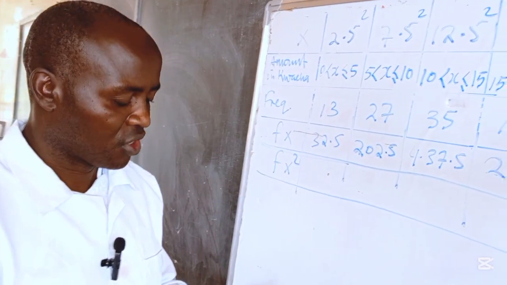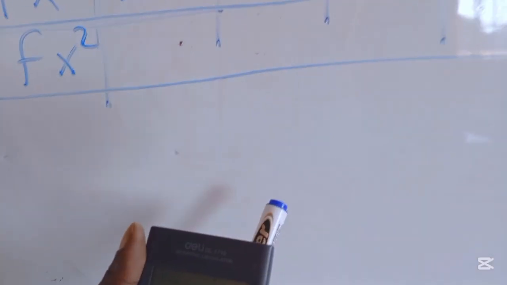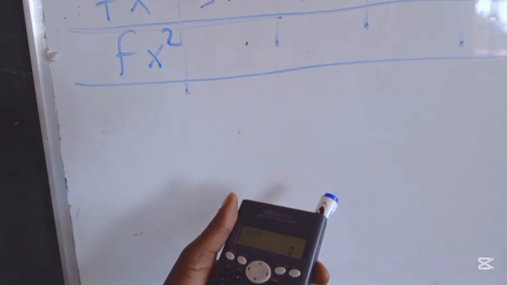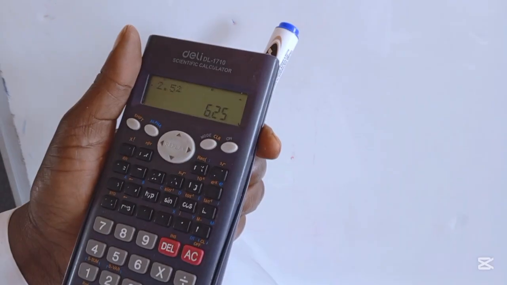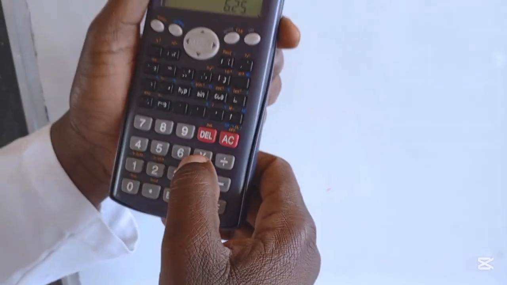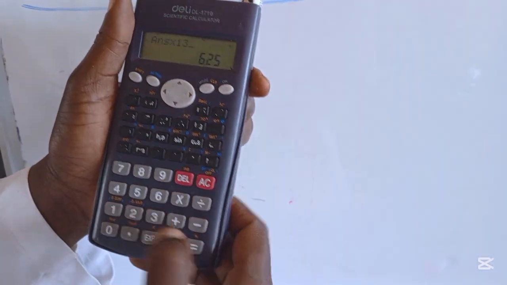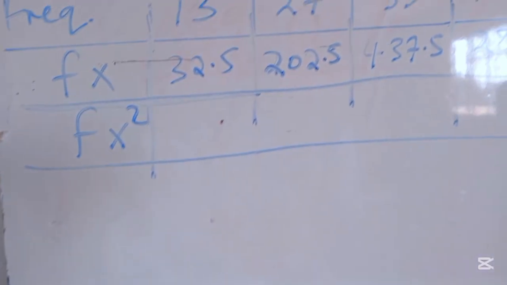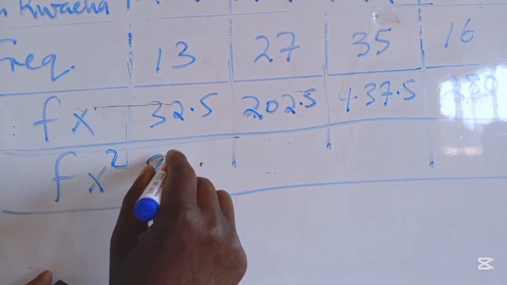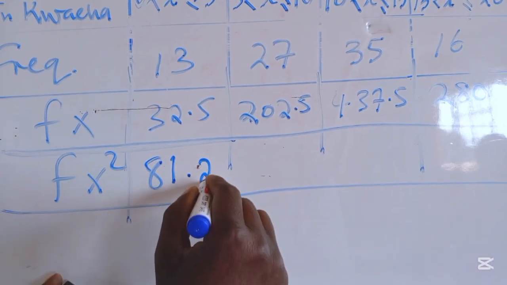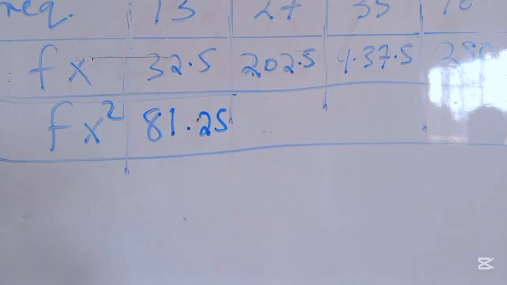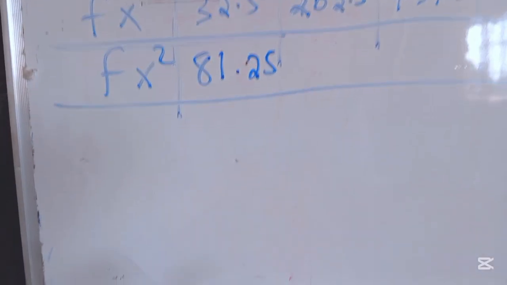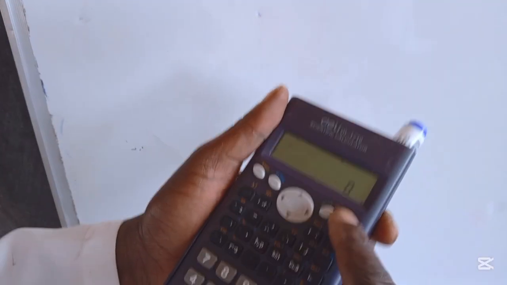This is standard deviation. So I come this side. Be careful. 2.5, I square it. You agree with me that I'll get something like that. I should multiply by the frequency, which is 13. I'll get something like 81.25. Be careful. Then you go to the next one. Be careful. How do I do it?